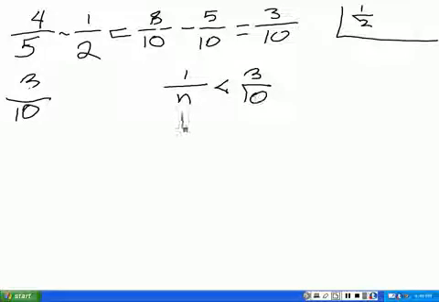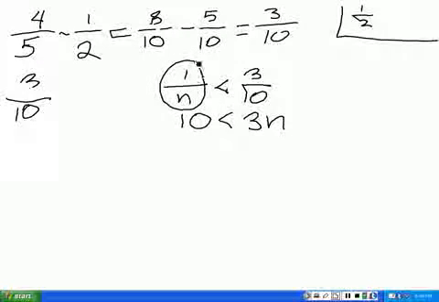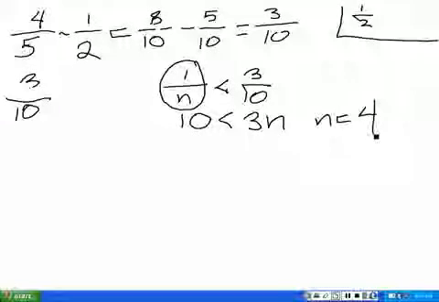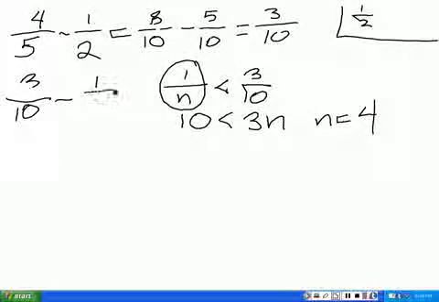So this means 10 has to be less than 3n. Now remember, biggest unit fraction means the smallest value of n. So what's the smallest value of n so that 10 is less than 3n? Well, 1 doesn't work, 2 doesn't work, 10 is not less than 6, 3 doesn't work, but 4 does work. So n equals 4 is the answer. So I'm going to take off 1/4 from 3/10.